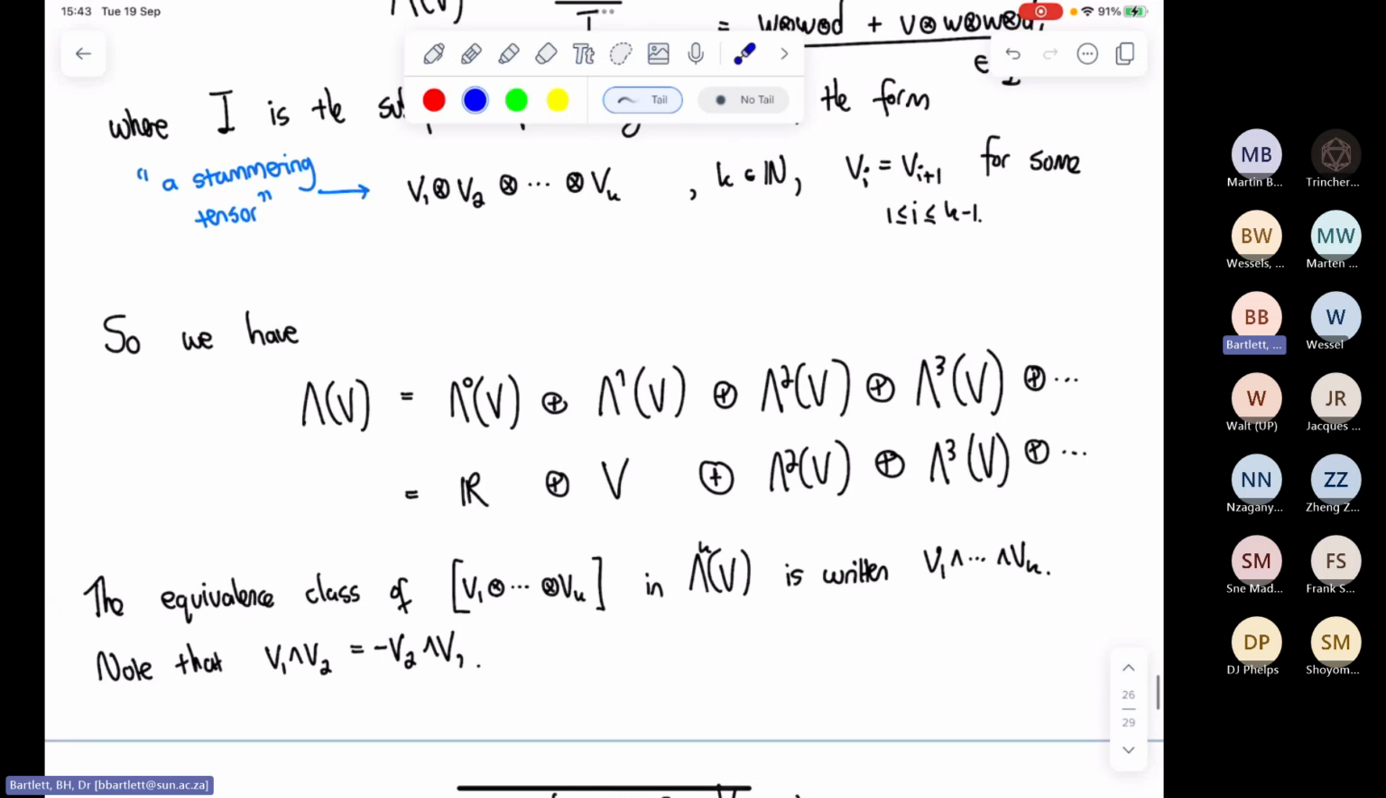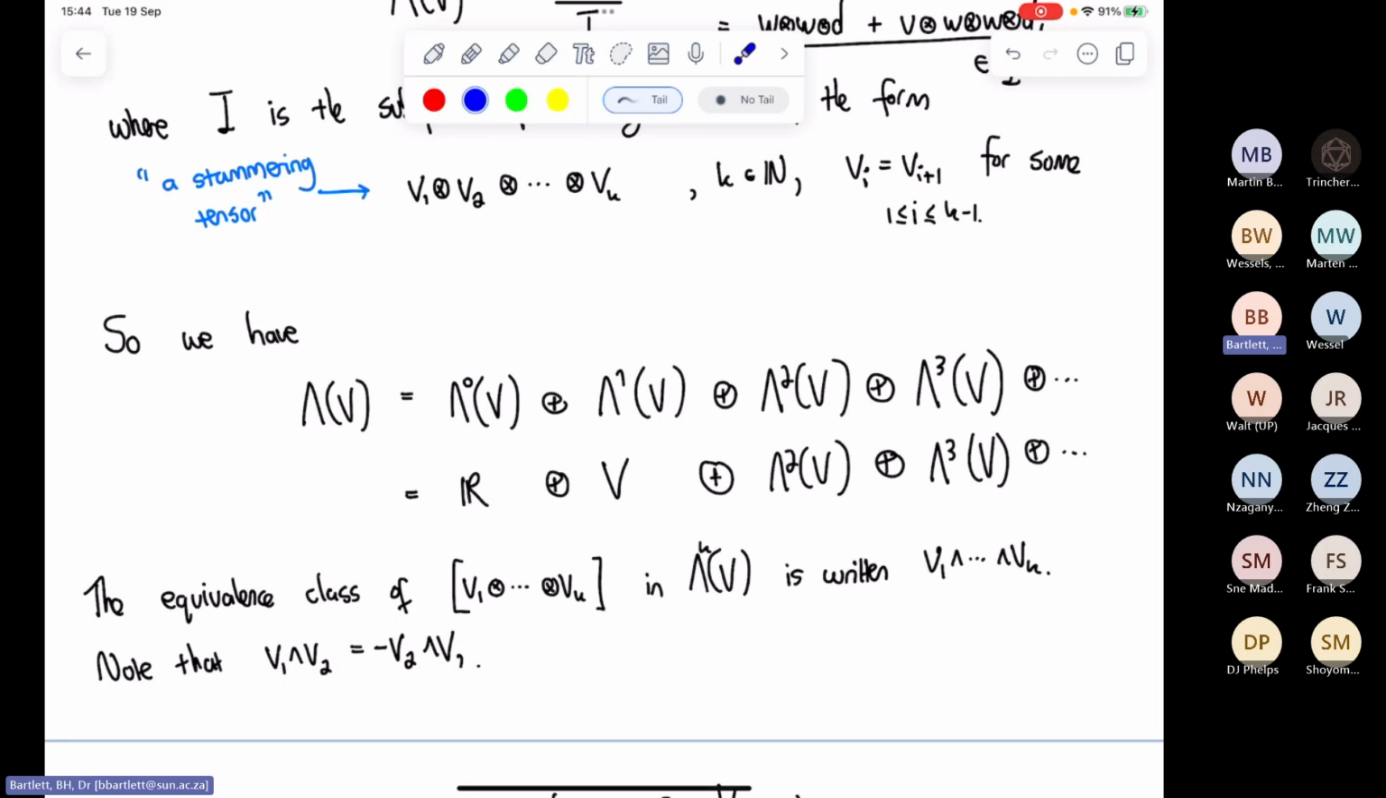So, just to give a notation, the equivalence class of this tensor in the tensor algebra, or the kth homogeneous part of the tensor algebra, is written using wedge symbols. Okay, so this is all very abstract, but at least I've given you definitions that are basis free. And now, at a more down to earth level, you can think of the wedge product as just being an anti-symmetric way to combine vectors together. So in other words, V1 wedge V2 must equal minus V2 wedge V1, because they will differ by a stammering tensor.